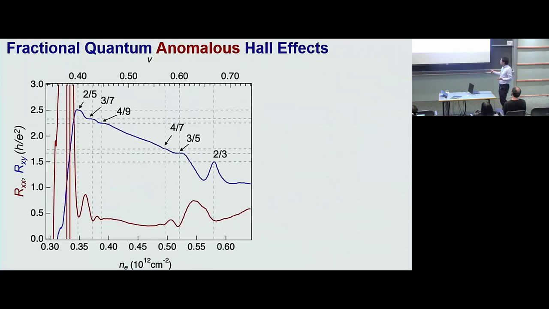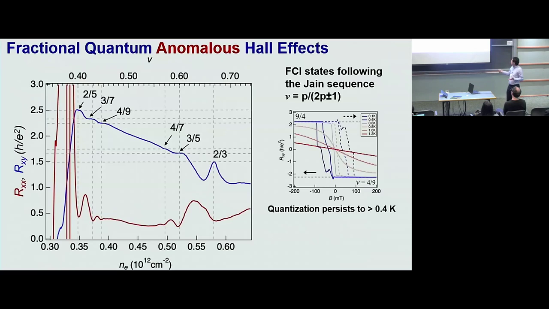The fractional ones, so far we have 6 fractional states, 3 of them above half filling, 3 below half filling, and every plateau in Rxy corresponds to a dip in the longitudinal resistance. All these states follow the so-called Jain sequence. They're all odd denominators, and these can persist to something like 400, 500 millikelvin. They are all gapped states.